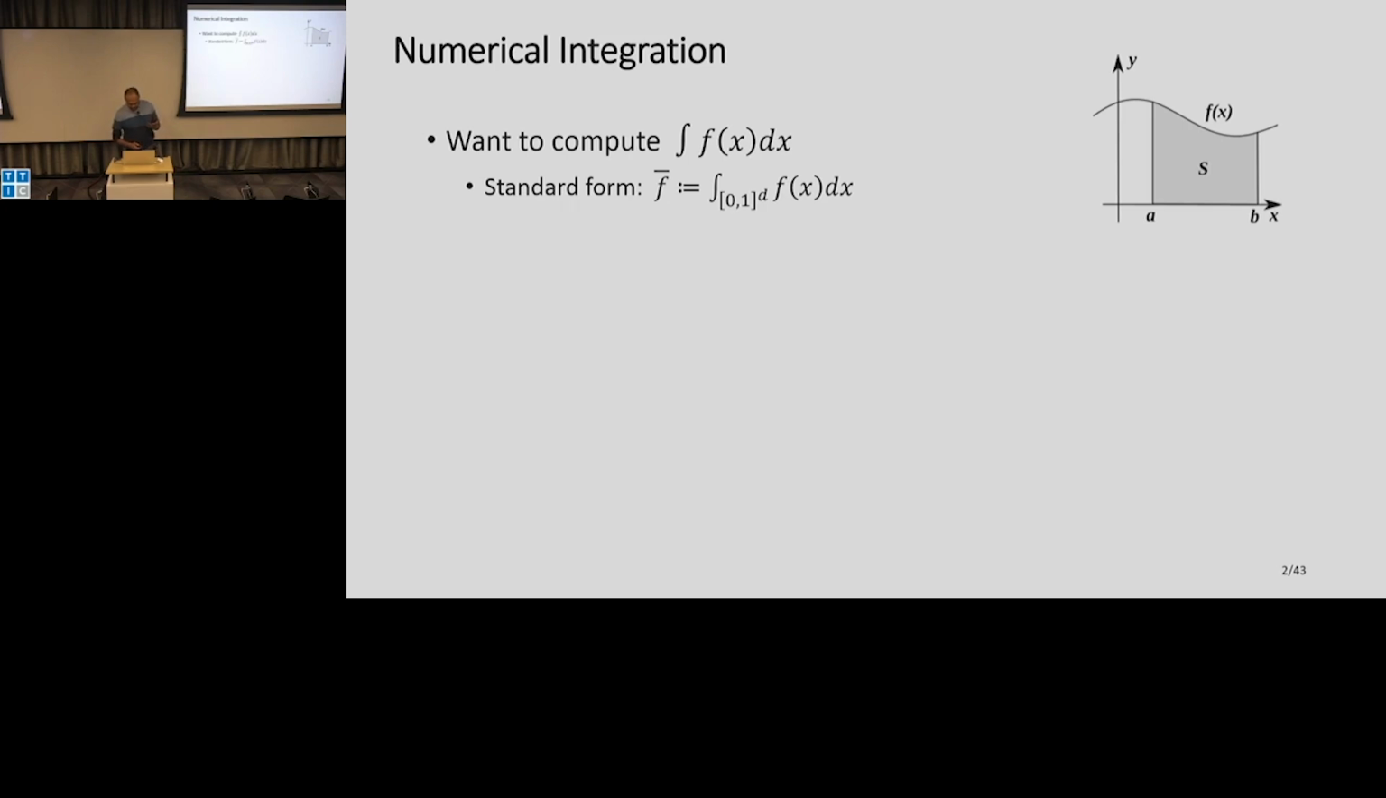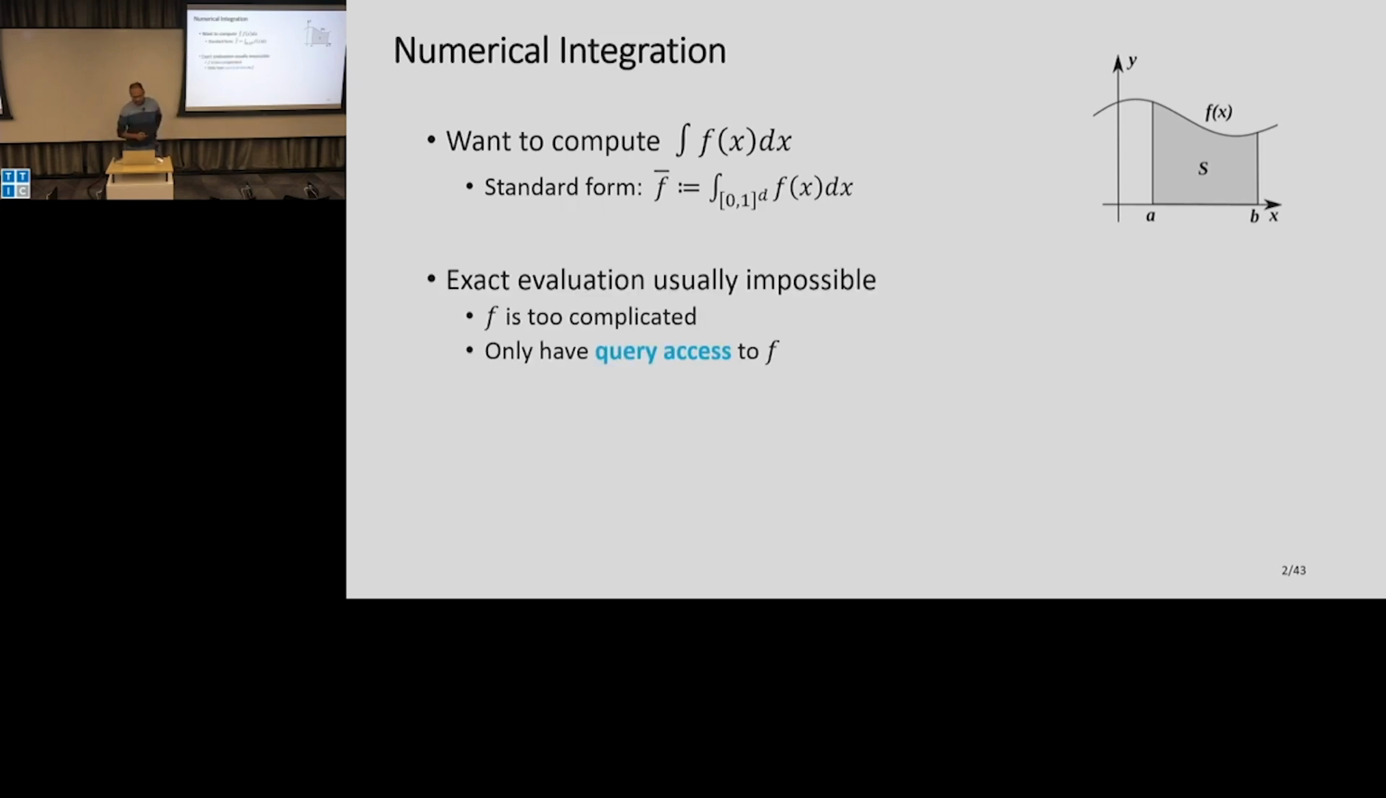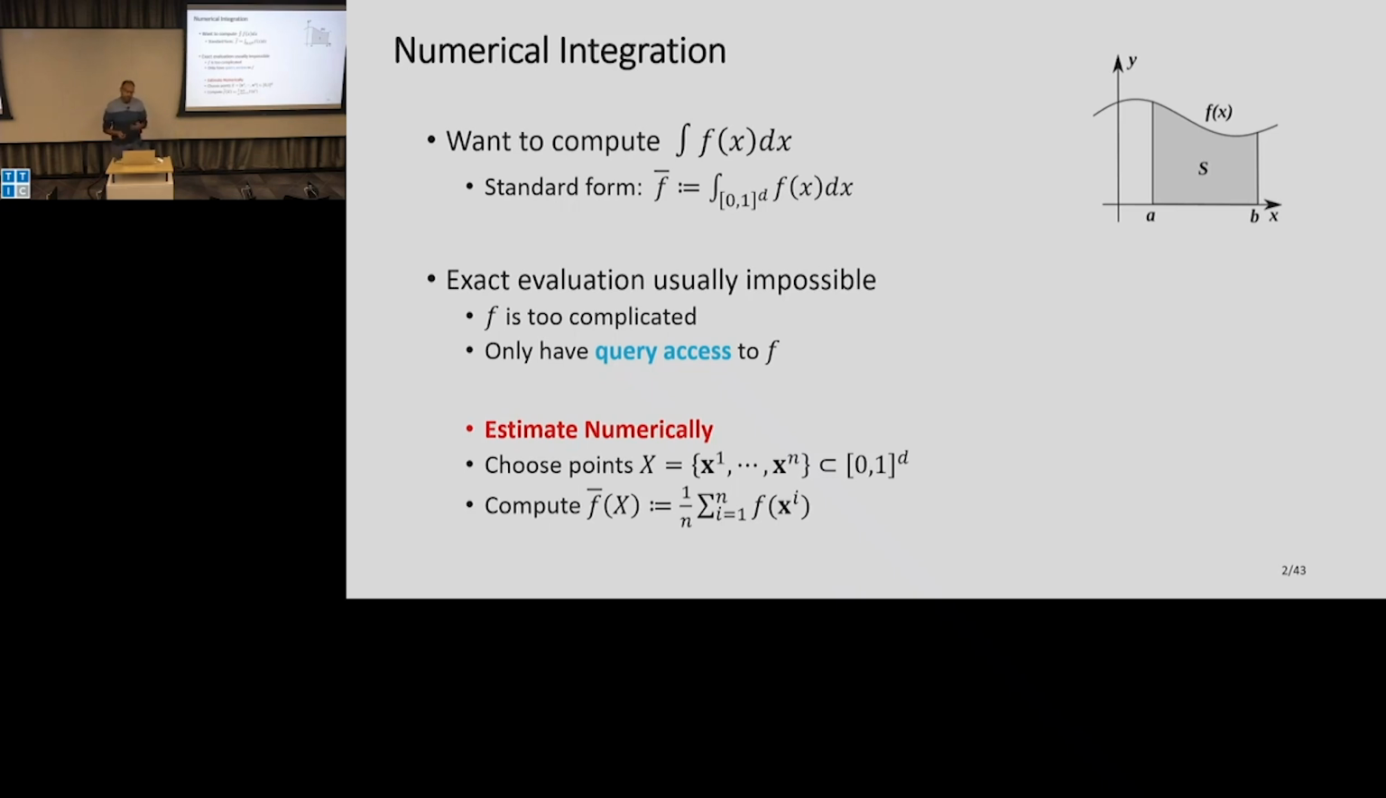So the talk will be about numerical integration. And the setting is, we have some function and we want to integrate it over a domain. And usually here you can assume that the domain is in a standard form, right? Just assume it's a unit cube. You can always apply some transformation and bring it to this form. So we'll always be looking at this problem. Usually when you want to do this, exact evaluation is not usually possible. Your f could be too complicated, or you might have only query access to f. Right? So the standard thing is to just pick a bunch of points, evaluate your function, and output the mean.